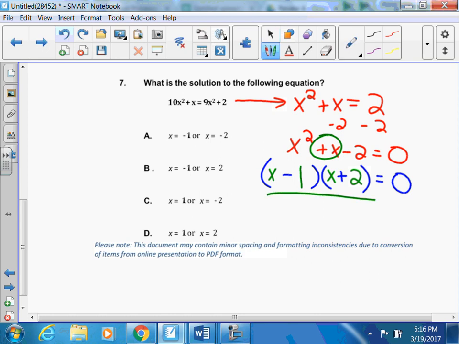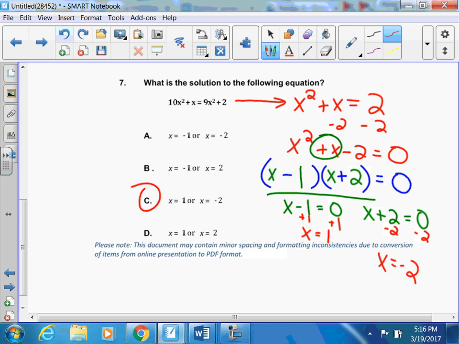And now we set up basically 2 equations. We can take x minus 1 and set that equal to 0, and x plus 2 and set that equal to 0, and solve. So if we add 1 to both sides here, x equals 1. Here we need to subtract 2, and x equals negative 2. And we see our answer, I believe that's going to be C. Answer is C on this one.